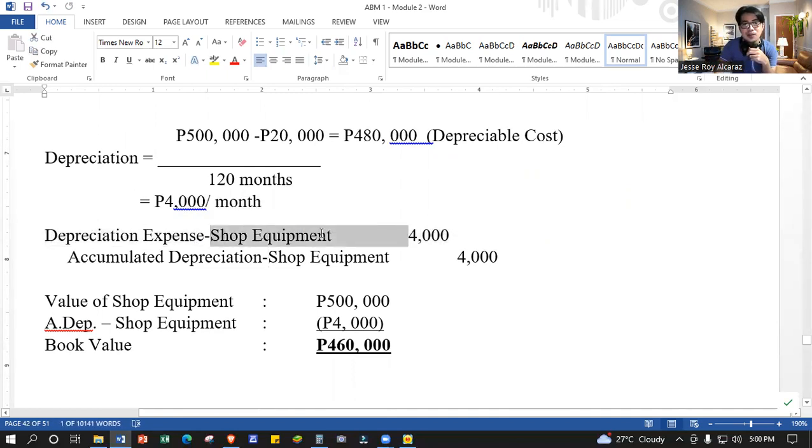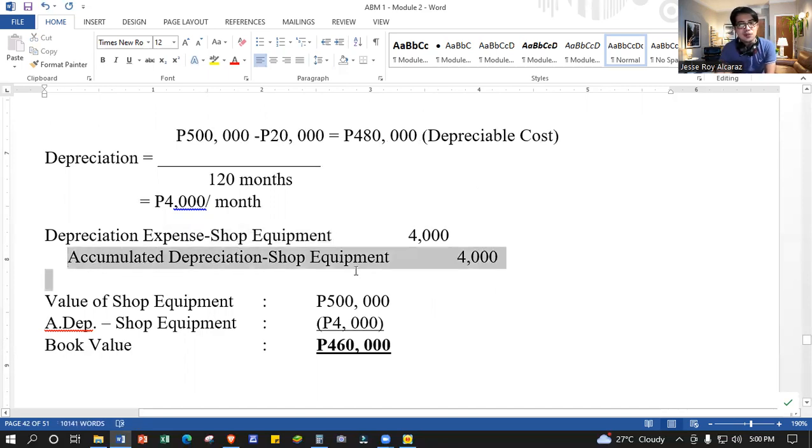Don't forget its nickname, shop equipment. Because later on, as we have more discussion and I'll be introducing more and more asset classes for long-lived assets, there will be many depreciation expenses. So it's important to give it a nickname for us to determine which asset the depreciation expense relates to. The same goes for accumulated depreciation. As I told you, instead of crediting the equipment account, we credit the accumulated depreciation, the contra account. Again, nickname shop equipment, 4,000.